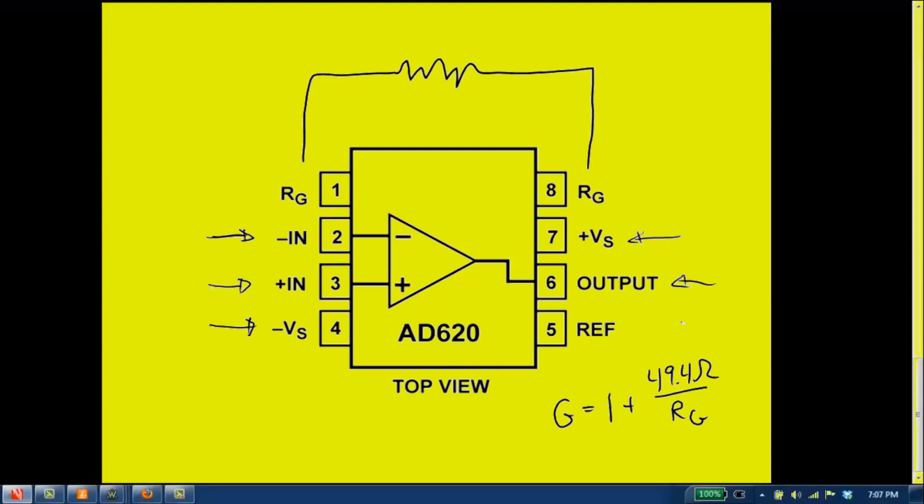There's also a pin labeled ref, and that allows us to basically subtract off a reference signal before we do the amplification as well. So if we have a constant background voltage, we can feed that into the reference pin, and that's subtracted off of the voltage before we do the amplification.